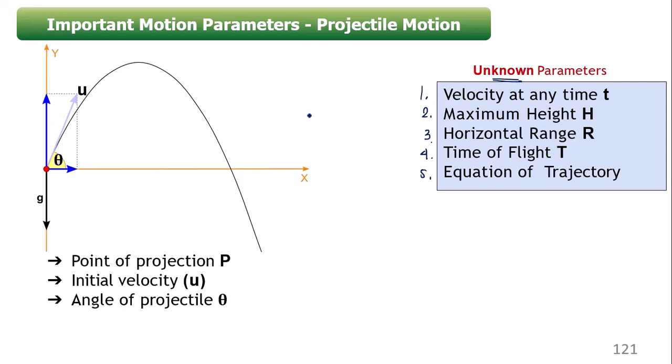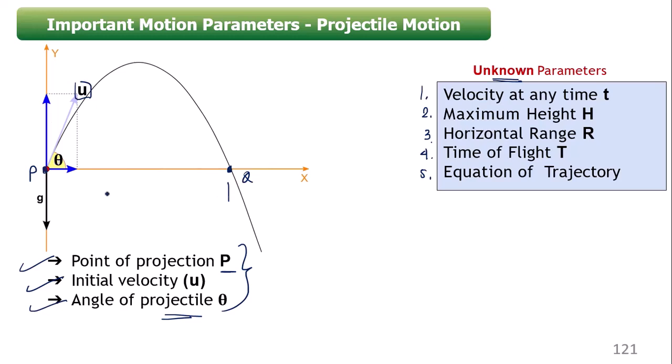So something has to be known to us. What is the known parameter? The point from where the projectile is being thrown is known as the point of projection. Let us say this is the point P from where I am projecting the particle with an initial velocity u and angle of projection theta. The particle is projected at an angle theta with respect to the x-axis and with a velocity u. So these three are the main known parameters: u, theta, and point P, where the projectile has been fired. Now, after traveling a certain distance, let us say it comes to this point, Q.